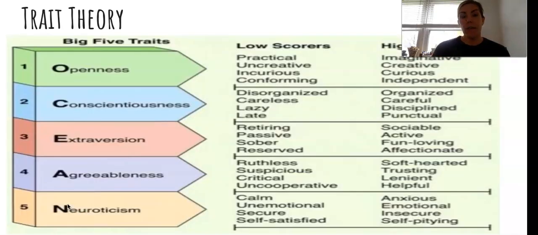Here's the trait theories explained a little bit better. So the Big Five, you can look at it with canoe, or you can look at it with the ocean mnemonic. So again, openness, if you have a low score, you're kind of uncreative. If you have a high score, you're more curious, you're independent, you're creative, you're imaginative. Conscientiousness, if you have a high score, you're more organized, you're careful, you're disciplined, you're punctual.